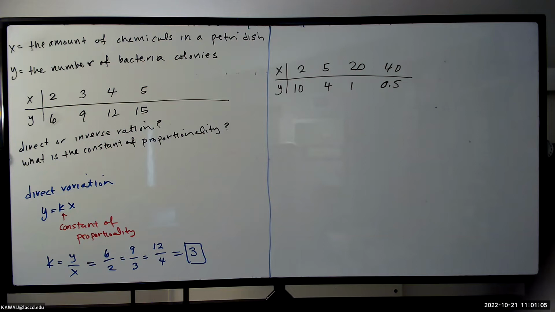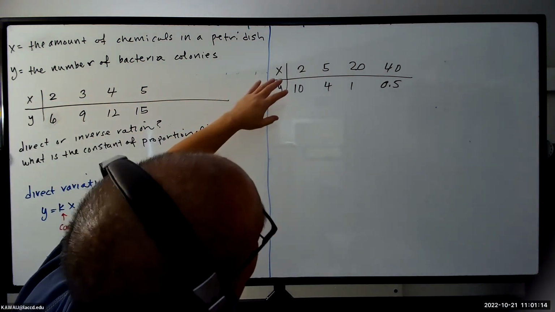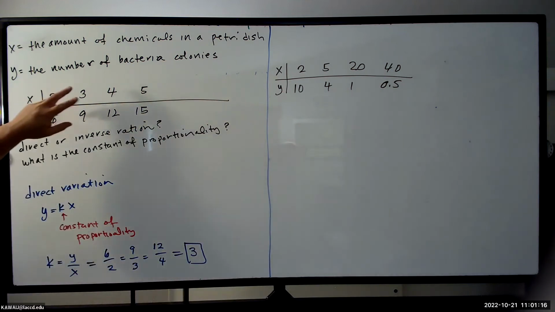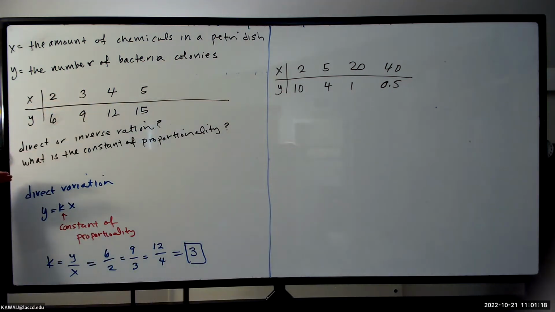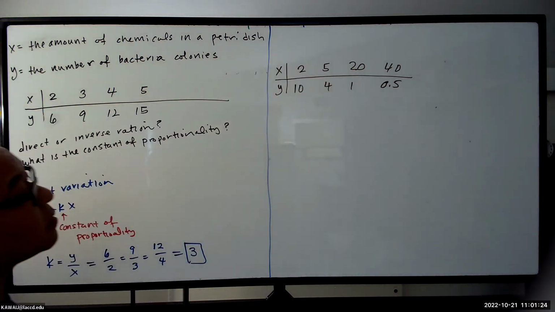Now, because the X's are not in order like they were over here, it becomes less obvious as to whether this is a direct or inverse variation, mostly because we can't tell whether the numbers are getting bigger or smaller.